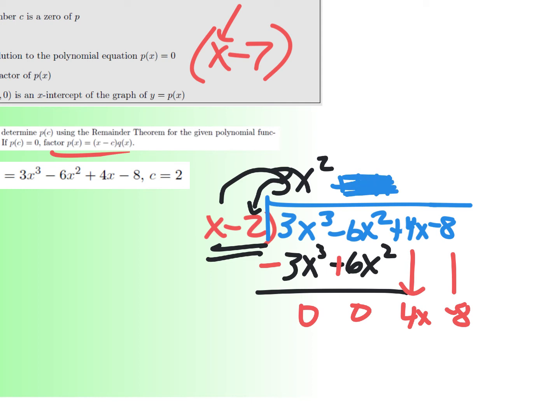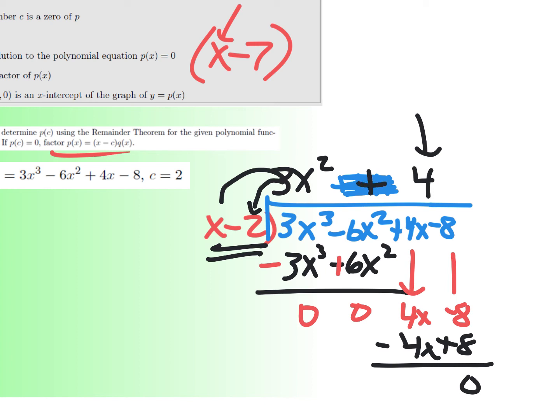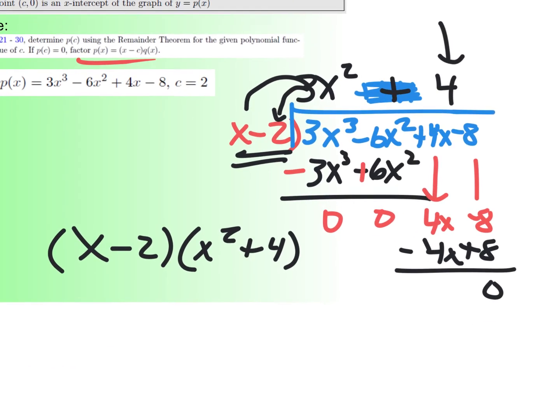And then, can you finish it off, Sam? What goes here? 4x is 4x, and then 4 times negative 2 is negative 8, and opposite, and I get 0. Yay! That meant it worked, and that's a plus, because it wasn't a minus. And there's my answer, x minus 2, and x squared plus 4. Now what are the roots? That one's 2, and I know before that I've told you that something like this can't factor, but it actually can. It just uses imaginaries.